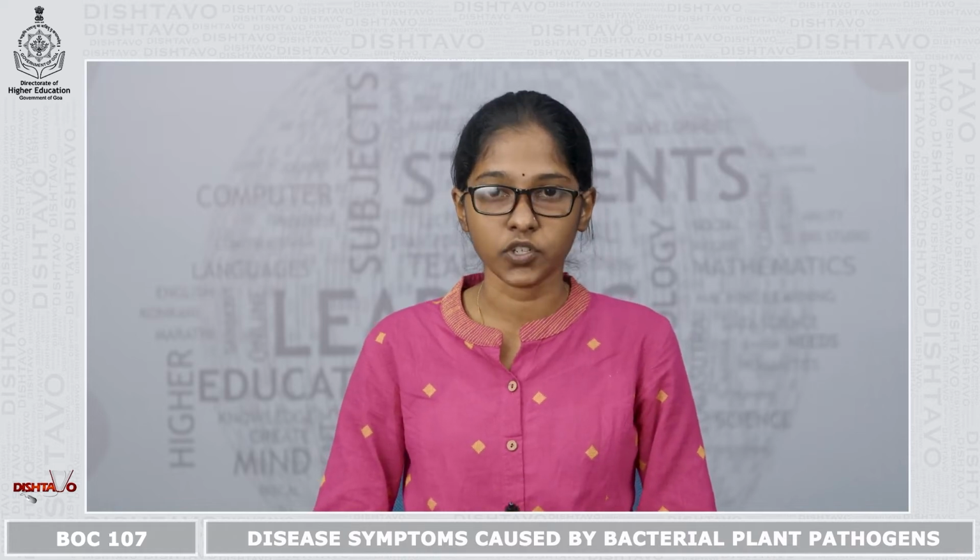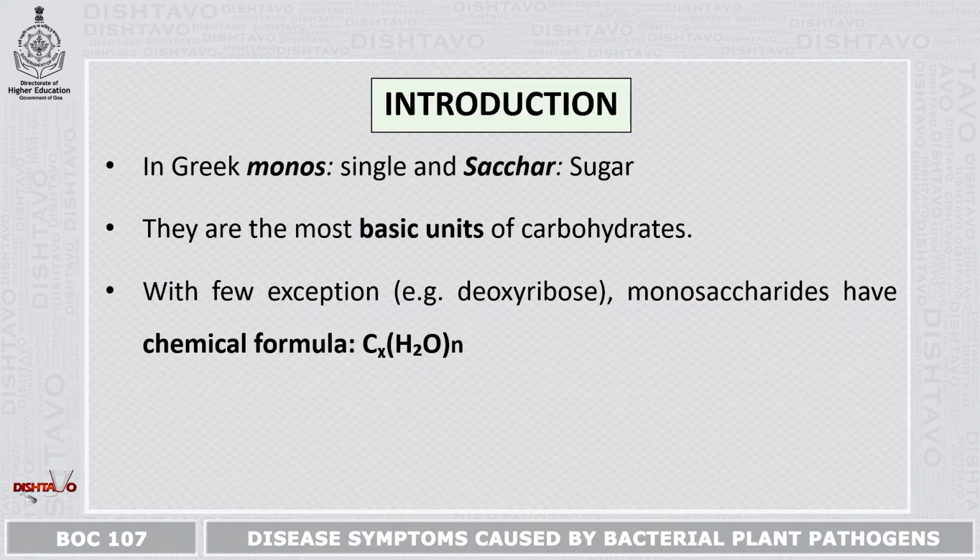Coming to the introduction, monosaccharide comes from the Greek words. Mono in Greek means single and saccharide means sugar. They are the most basic units of carbohydrates. With a few exceptions, for example in the case of deoxyribose, the monosaccharides have the chemical formula CxH2On.